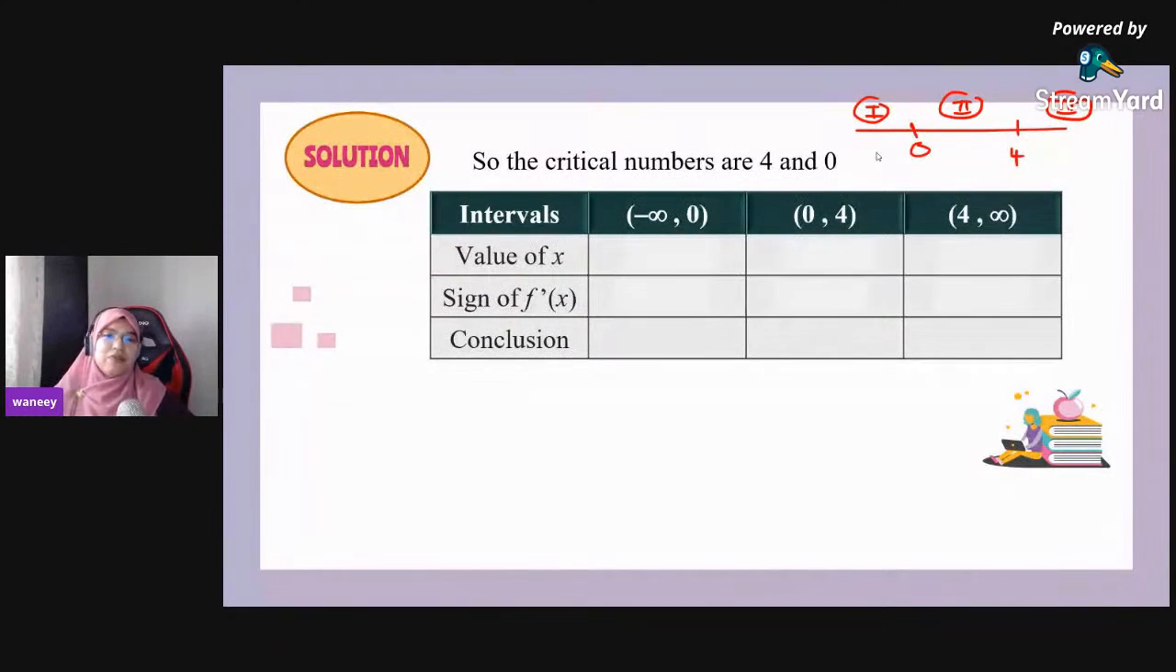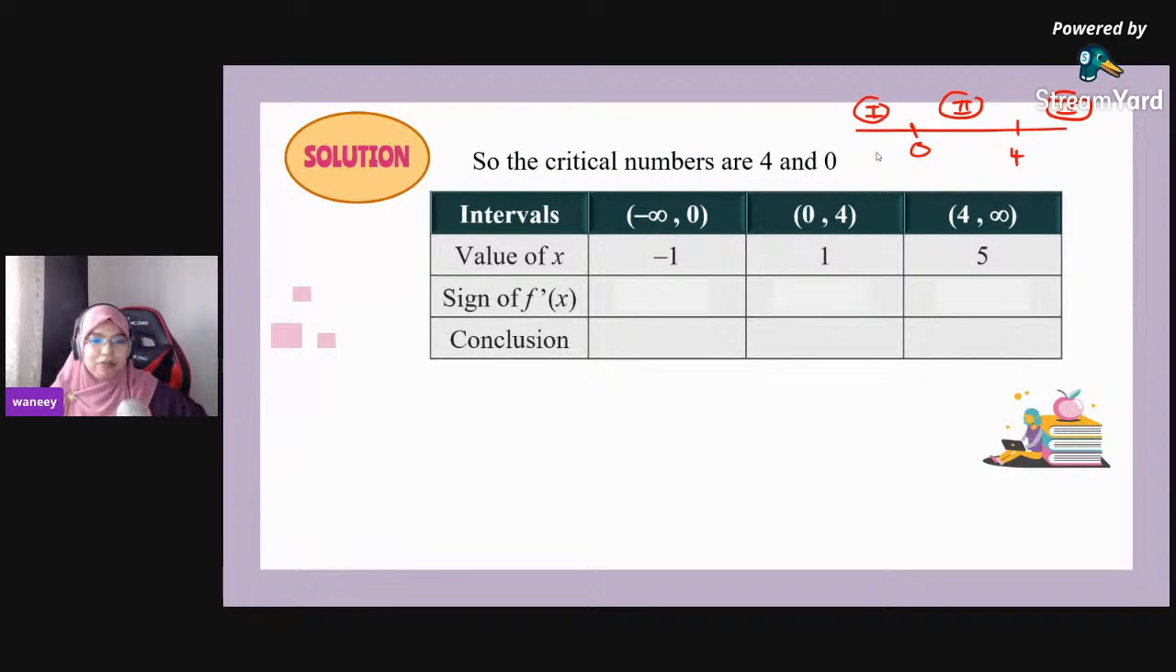Okay, so now the value of x. Let us think a little bit. What number do we want to substitute from negative infinity until 0? Think a little bit. And then 0 until 4, what number should we substitute? 4 until infinity, what number should we substitute? Basically, you can choose on your own what number you want to use. Okay, so I choose negative 1, 1, as well as 5.